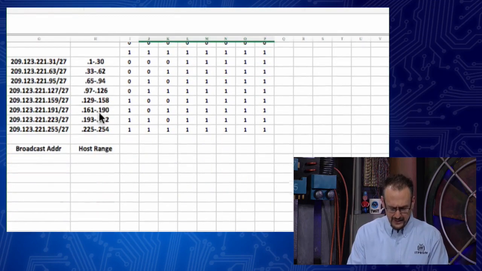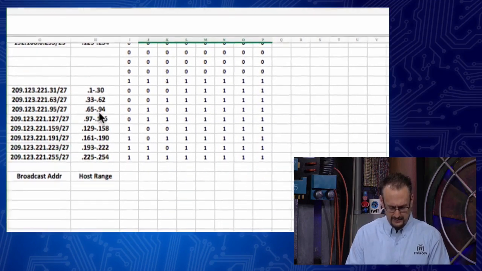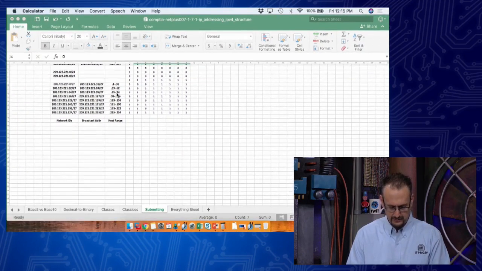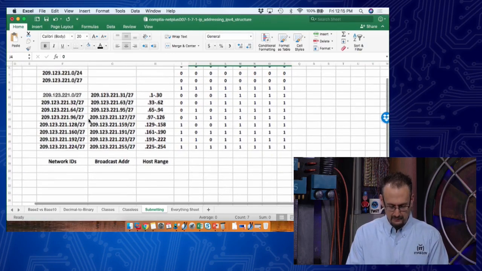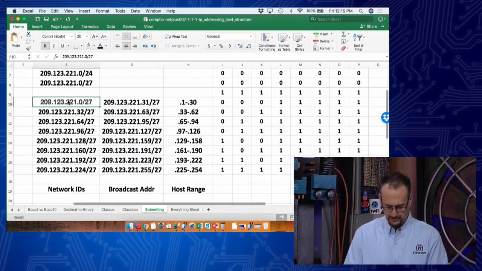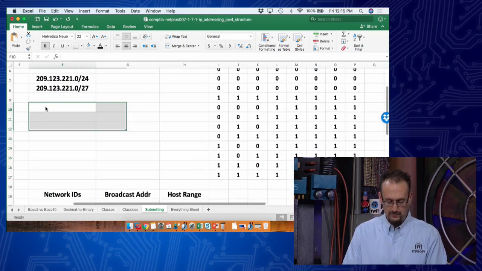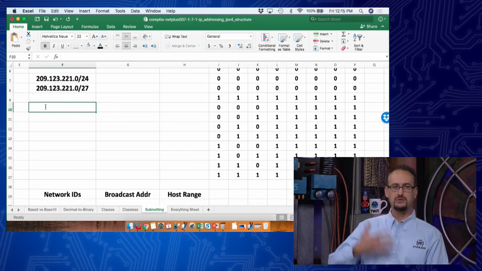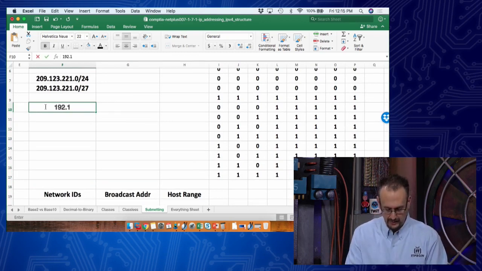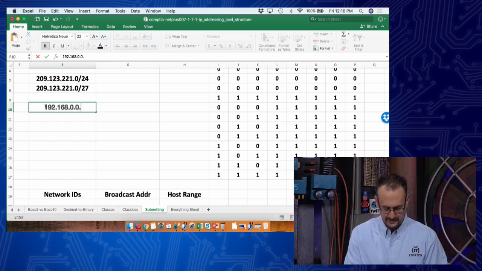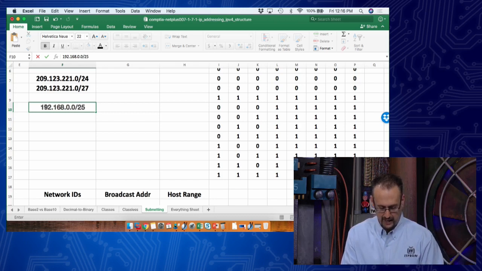So what I can do here is, let me quit zooming in and out to make it a little easier for you guys to see. I'm going to be a glutton for punishment. We're going to take all of this and get rid of it. If I want to have 100 hosts, I know that I'm going to need 192.168.0.0 slash, what would it be, 25?